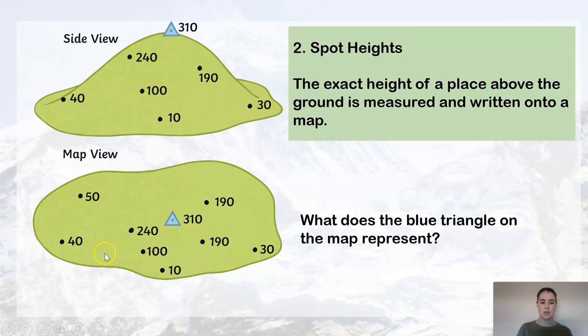So if I knew that I was going to be here on my mountain and I was going to walk in the direction to the east, I know that I'm going to have a slight incline here because I'm starting to reach 100 metres above sea level. However, if I walked in this direction, I know that it's going to be less of a steep climb because it's only 40 metres above sea level. However, there is a blue triangle in the middle of my map view. So I'm curious, what do you think that blue triangle might represent?